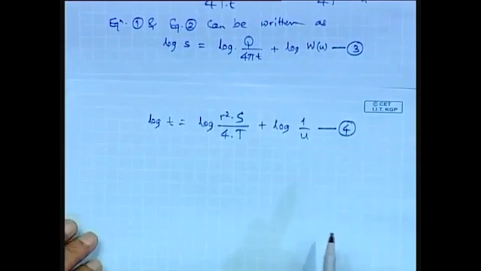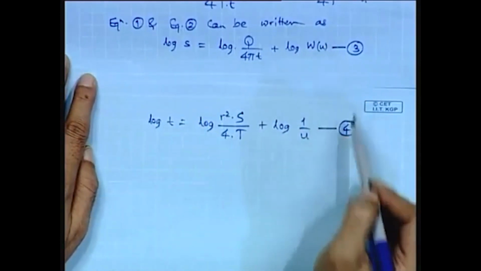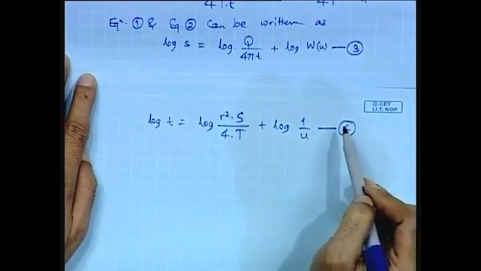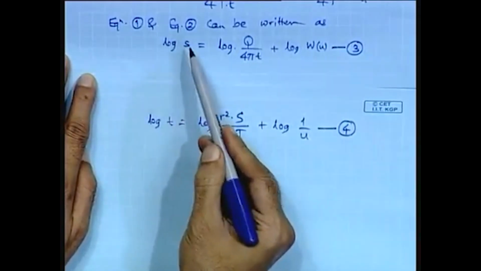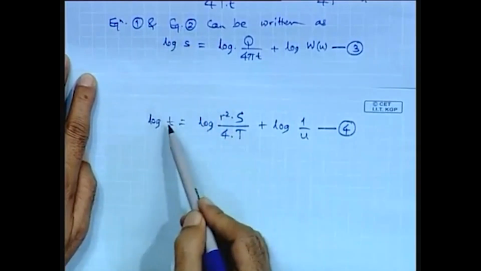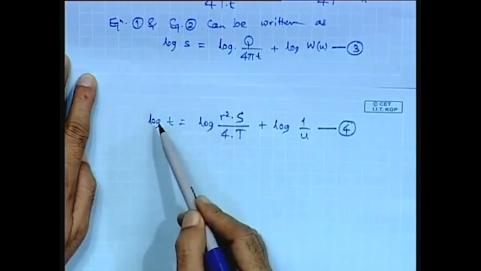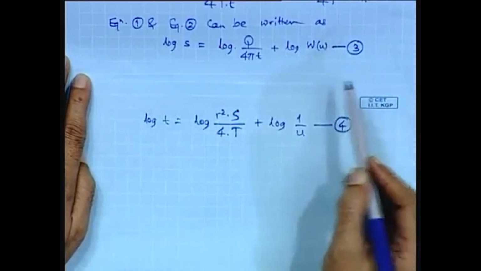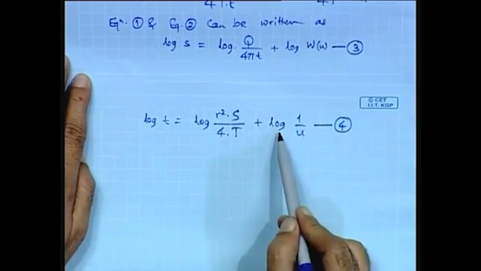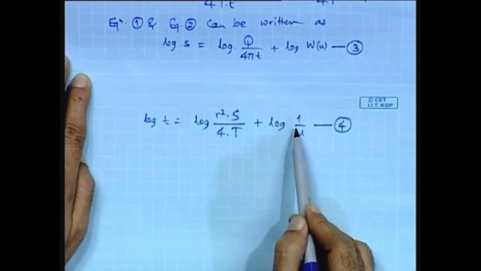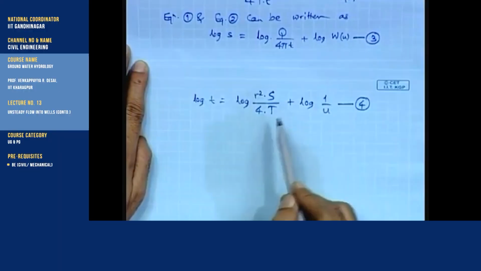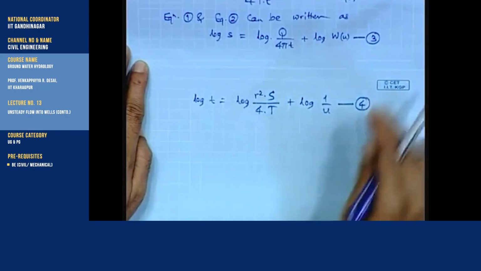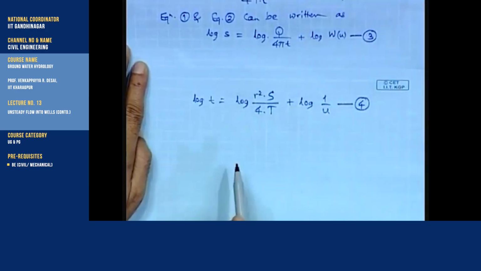So, this comparison of 3 and 4 will tell us that if we plot s versus t, that is the drawdown versus the time since the beginning of pumping on a log scale, and compare that with the plot of log of W versus log of 1 by u, and match them so that both the coordinate axes are maintained parallel.